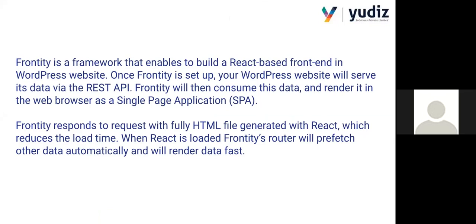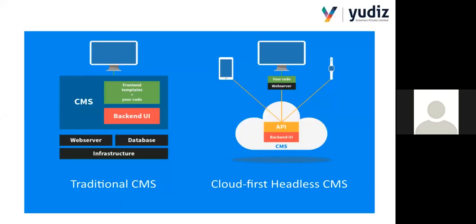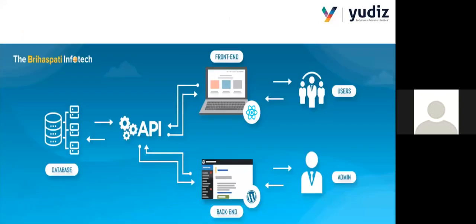Frontity is a framework that enables building a React-based front end for a WordPress site. It is the easiest way to create a lightning fast website using React in WordPress. Once the Frontity setup is done in WordPress, it will serve its data via the REST API, and Frontity will consume this data in the browser as a single page application.